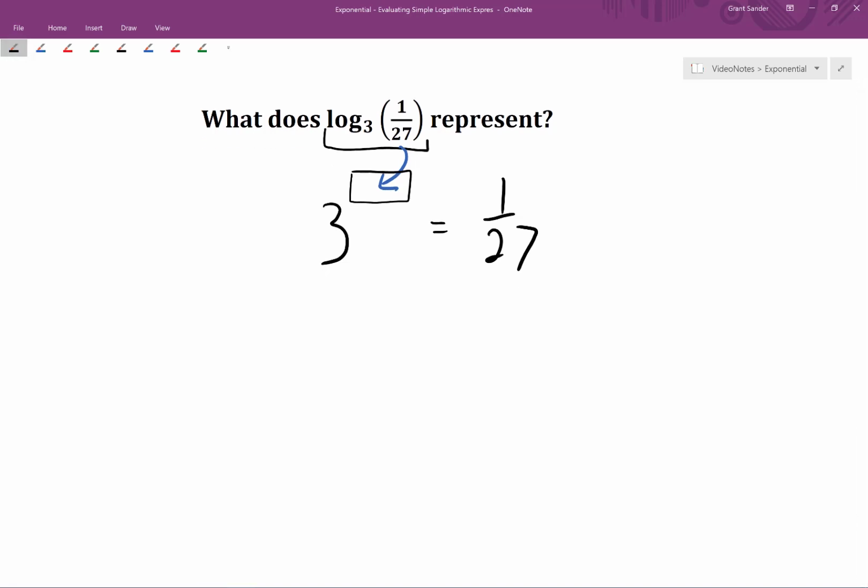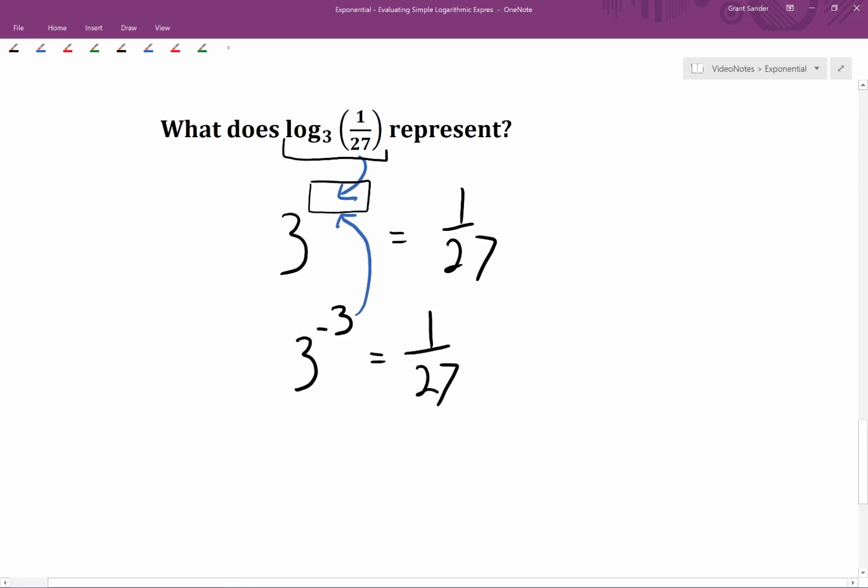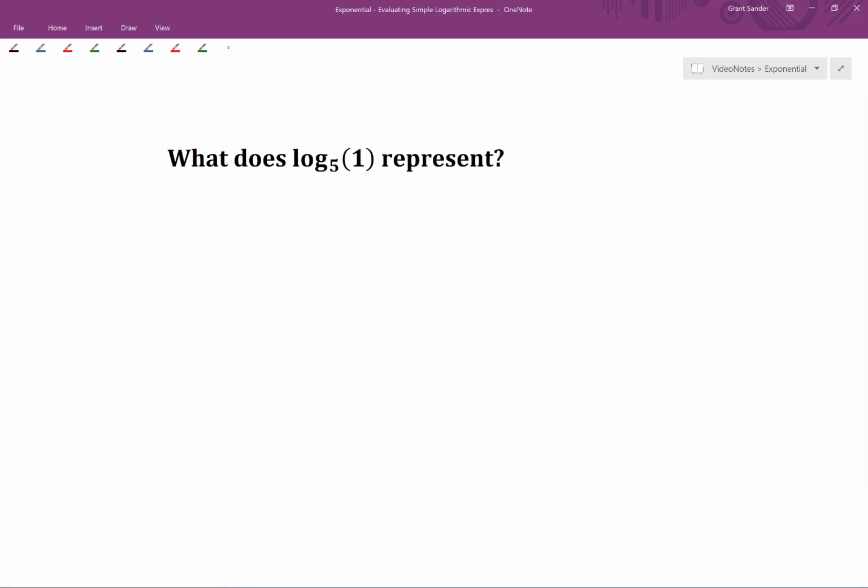3 cubed gives us 27, and therefore 3 to the negative 3 should give us 1 divided by 27. And therefore negative 3 is the exponent on a base of 3 needed to produce a result of 1/27th, which is exactly what that logarithmic expression represents. So we would say log base 3 of 1/27th has a value of negative 3. Let's look at one last example.